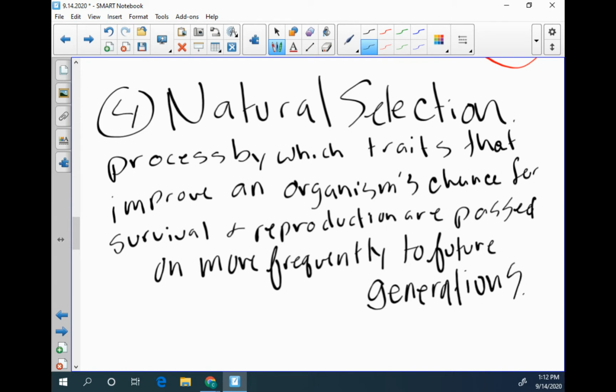So, if something makes you better at reproducing, if something makes you better for survival, natural selection will make sure that that gene gets passed to the next generation. It's that camo frog example. If those camouflaged frogs lived to have more babies, then that camouflage trait is naturally selected for.